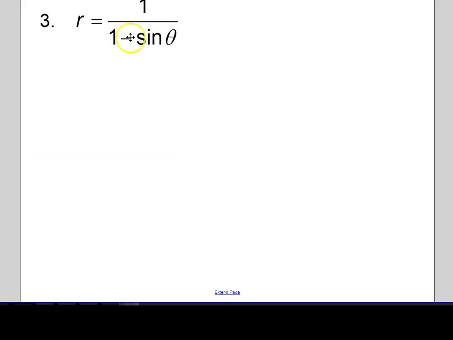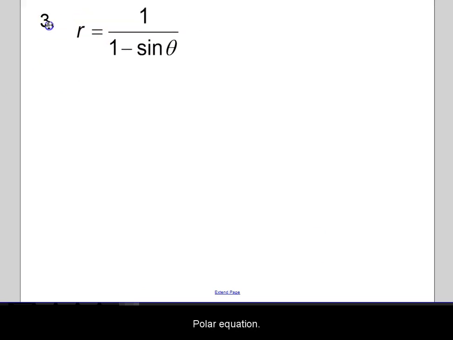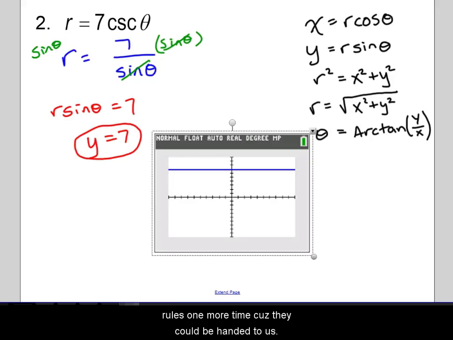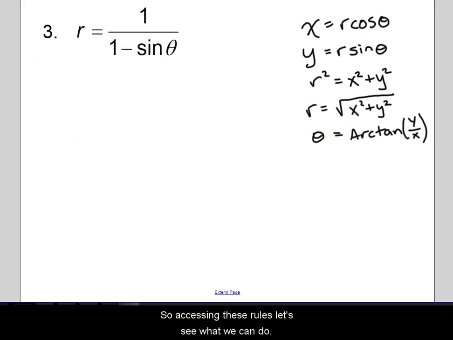Finally, now we're going to look at a polar equation that is a little more complicated. But let's get our rules one more time because they could be handy to us. Great. So accessing these rules, let's see what we can do. First off, it may occur to you to do something similar to what we did before and undo the fraction. That would be a good move.